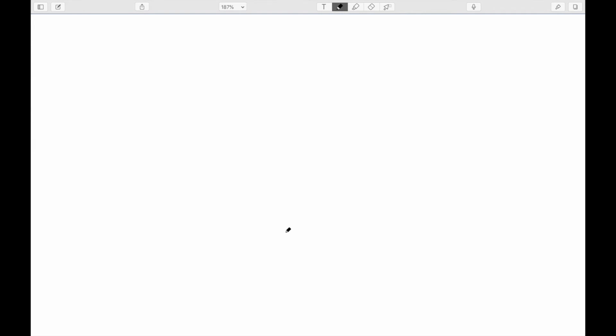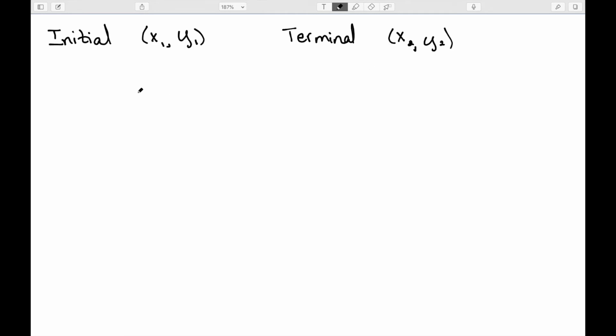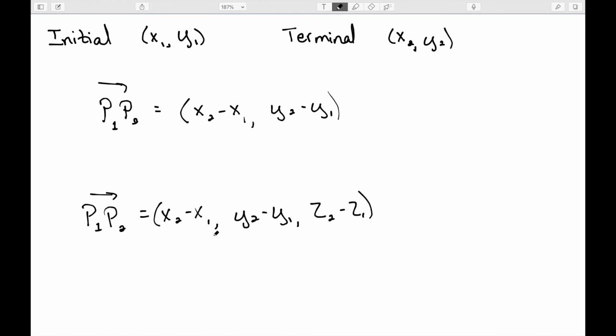So what if we want to consider a vector whose initial point is not the origin? Let's consider a vector whose initial point is x1, y1, and whose terminal point is x2, y2. In this case, we can take the vector that starts at P1 and goes to P2 and write it as a single point, x2 minus x1, y2 minus y1. So we do terminal minus initial. And essentially what this does is it takes our vector and shifts the initial point down to the origin. And we can absolutely expand this to higher space. If I have points in 3 space, then I would do x2 minus x1, y2 minus y1, z2 minus z1.